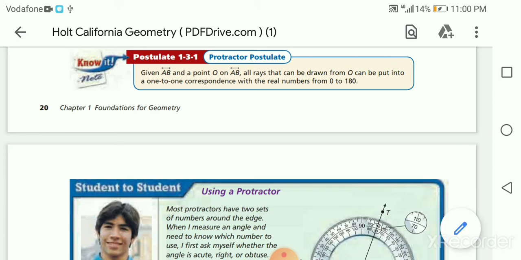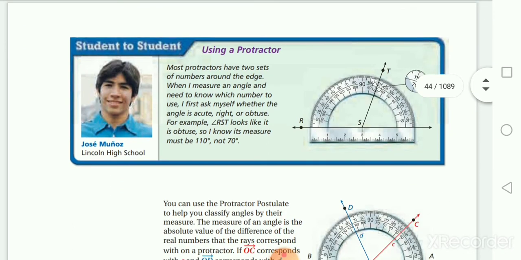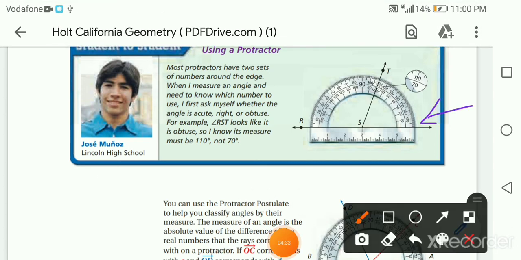Let's see this together. You know the protractor, of course, my dear students. This is the protractor. Most protractors have two sets of numbers around the edge. So when I measure an angle and need to know which number to use, I first ask myself whether the angle is acute, right, or obtuse.